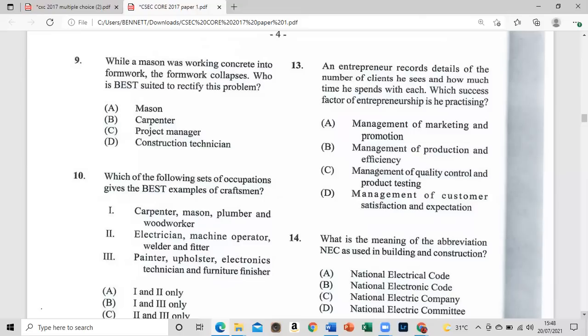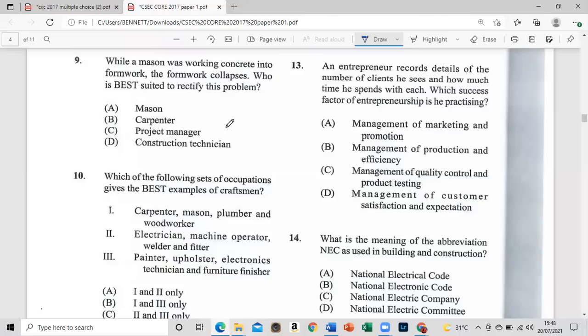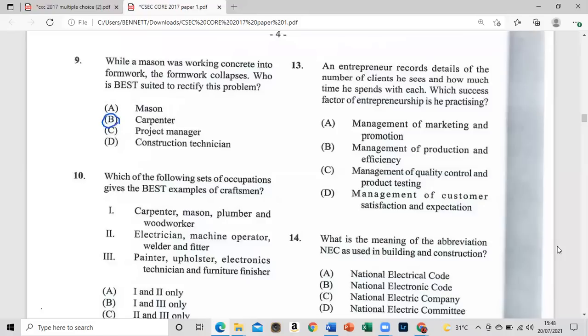All right, so while a mason was using concrete formwork, the formwork collapses. Who is best suited to rectify the situation? Is it A, the mason? Is it B, the carpenter? Is it C, the project manager? Or is it D, the construction technician? Since it's formwork, it would be the carpenter. So the carpenter, I'm going to deal with that. Yeah.